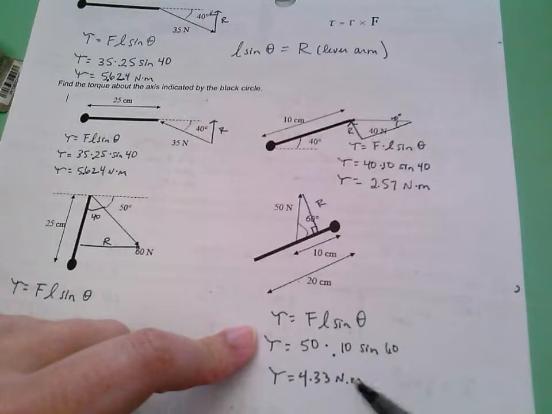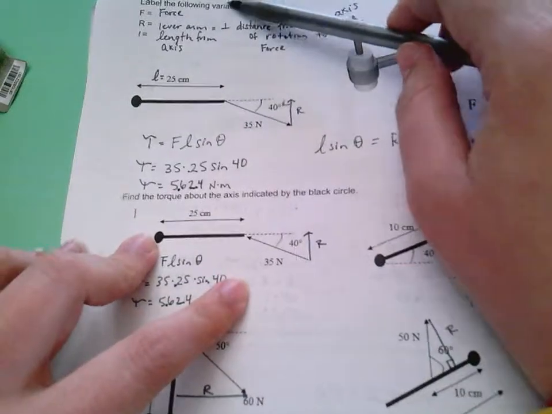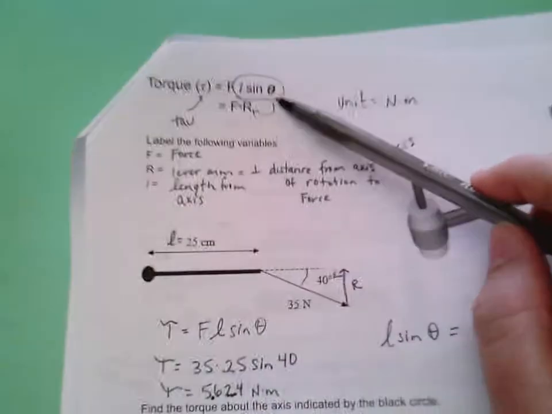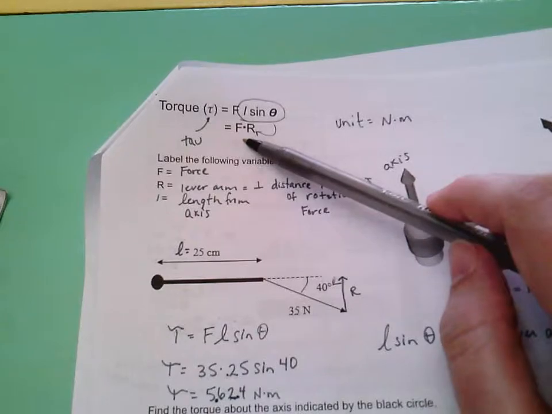One note, the unit for torque is Newton times meter. That's because lever arm is a distance, force is a Newton. So you're set.